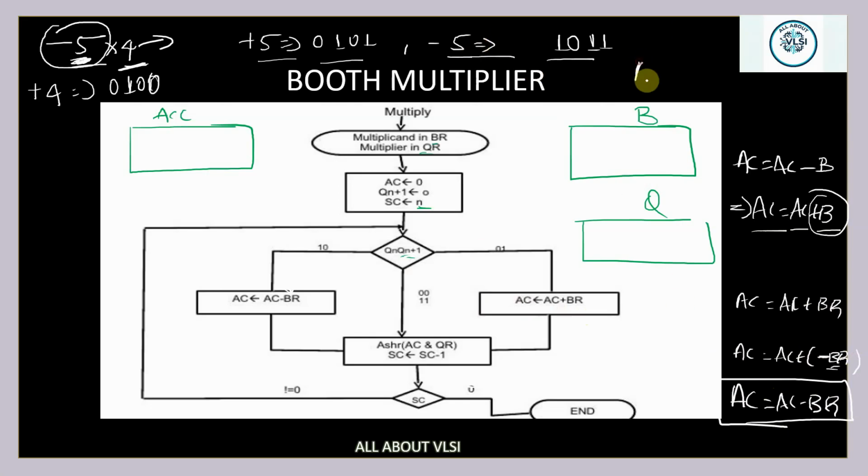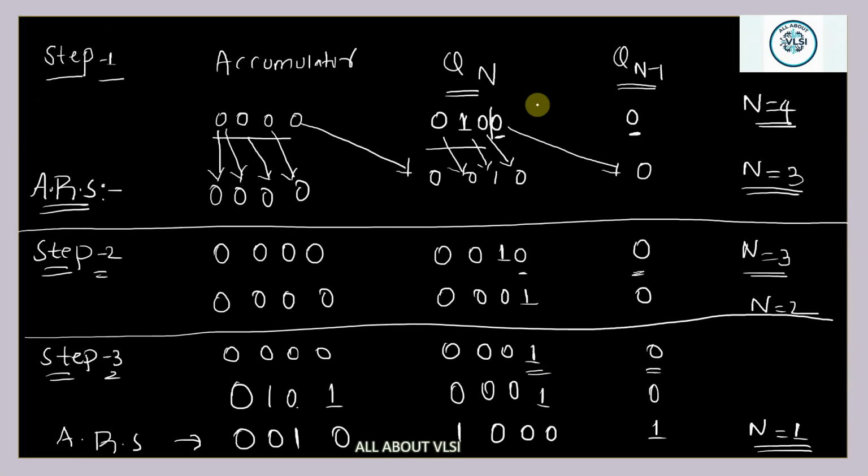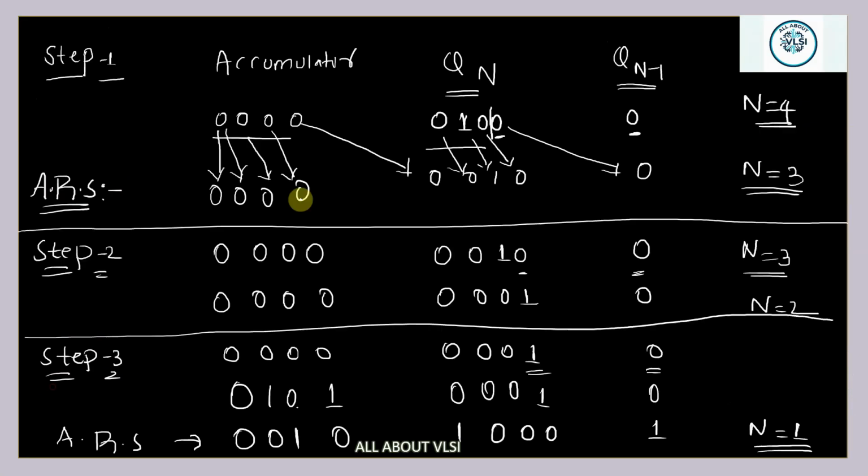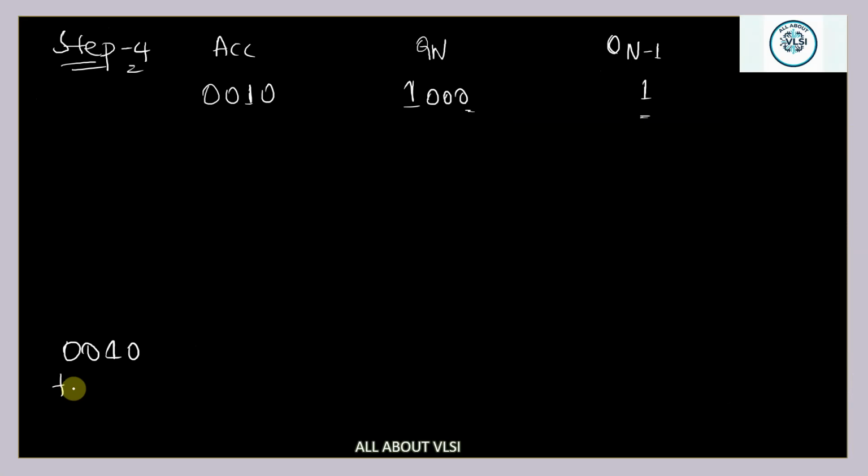So instead of performing AC is equal to AC minus BR, what I can do is AC is equal to AC plus 2's complement of BR. Instead of subtraction, I can perform AC plus 2's complement of BR, which is 0, 0, 1, 0, 0, 0, 1, 0 plus 2's complement of BR, which is 1, 0, 1, 1, 0, 1, 1, which gives me 1, 1, 1, 0, 1, 1, 1, 1, 0, 1, which will be stored inside my accumulator. And the Qn content is 1, 0, 0, 0 and my Qn minus 1 is 1.